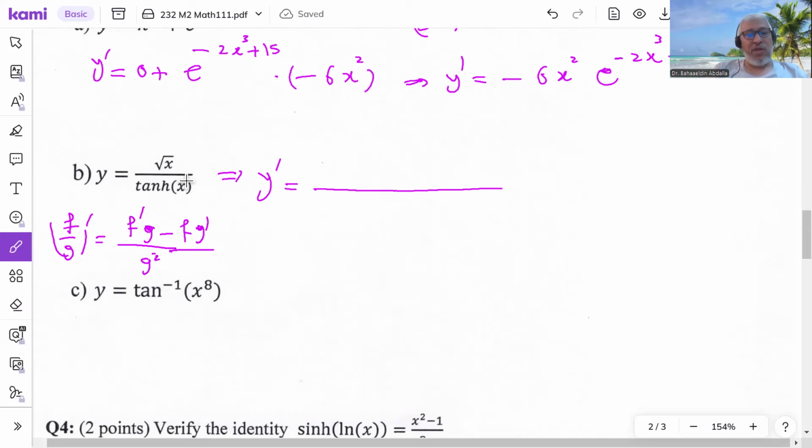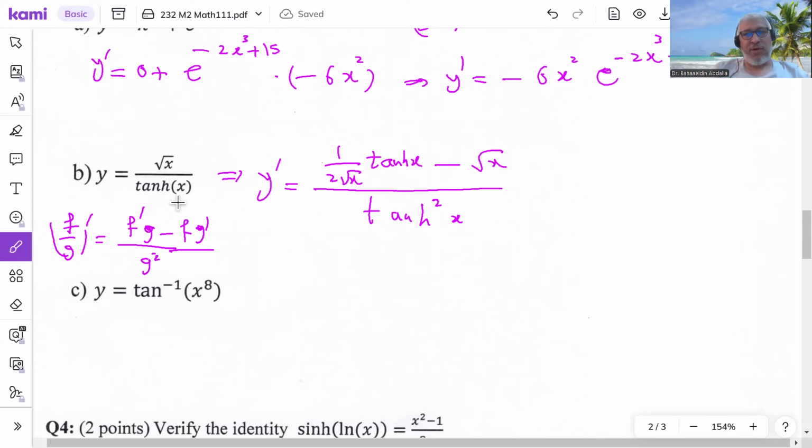So what is in the denominator, you square it. So I have tanh, hyperbolic tan, or tanh. I just square it. So that's what is in the denominator. And now the derivative of the numerator, which is 1 over 2 square root of x. That's the derivative of square root of x. Times the denominator, which is tanh x. So this is f prime times g minus f, square root of x, times the derivative of tanh.